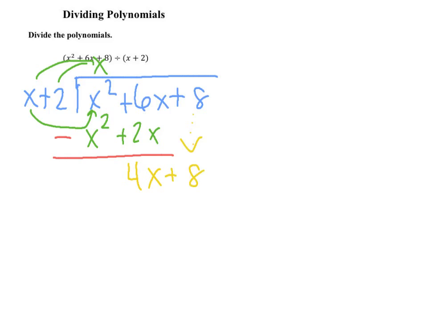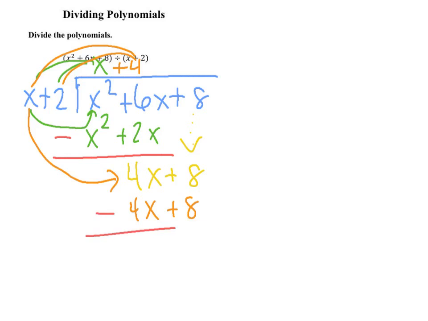Now I'm going to ask myself, x times what is 4x? So x times 4, positive 4, is going to be 4x. So now I take that 4, I multiply it by x and 2. So 4 times x is 4x. 4 times 2 is 8.